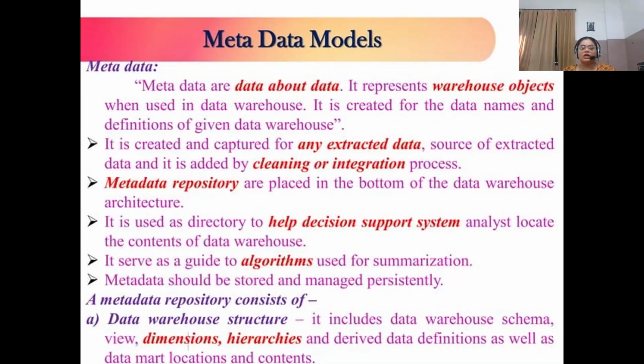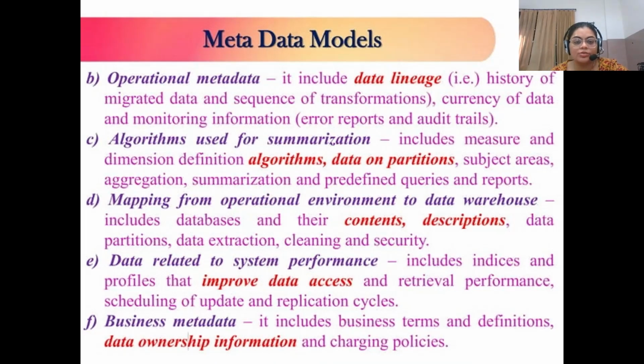So basically metadata is data about the data and it helps in various decision support systems, extracting the data, cleaning or integration, metadata repositories, and as a guide to algorithms. And these metadata repositories consist of data warehouse structures. Second, operational metadata. It includes data lineage, a history of migrated data and sequence of transformations, currency of data and monitoring information, error reports and audit trails.